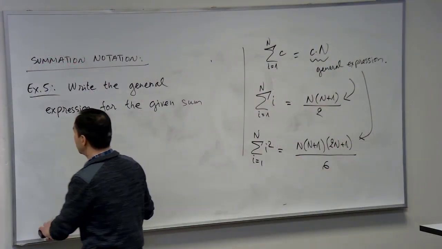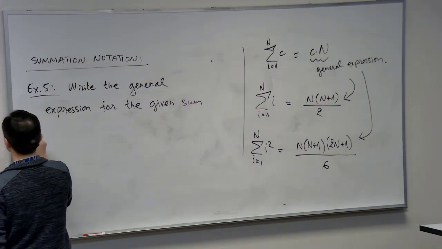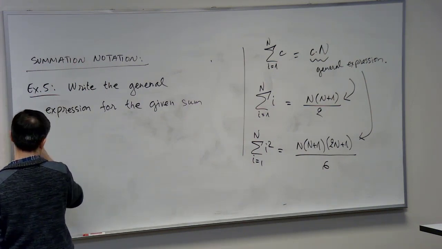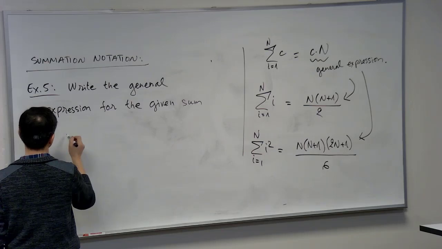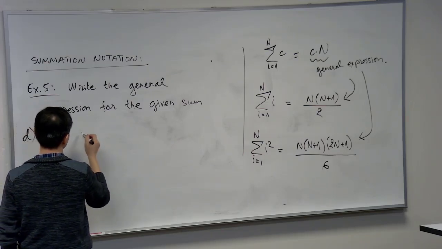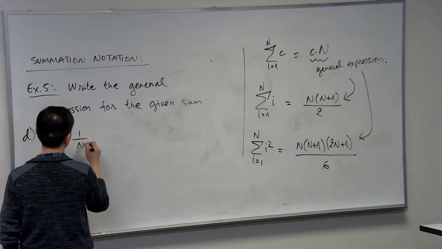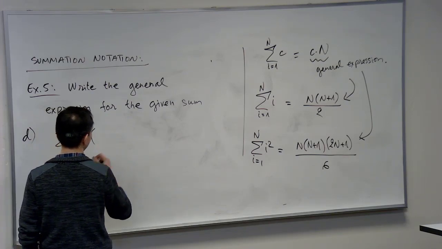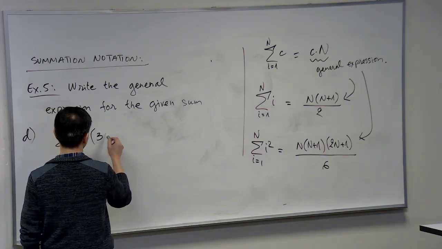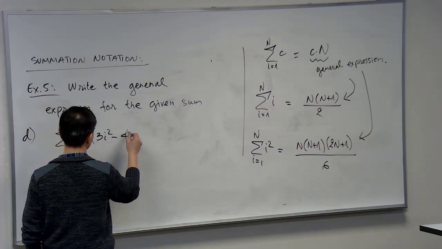Example 5 here. So now let's look at part D of the example. Let's look at the summation of 1 over n times 3i squared minus 4. Okay.